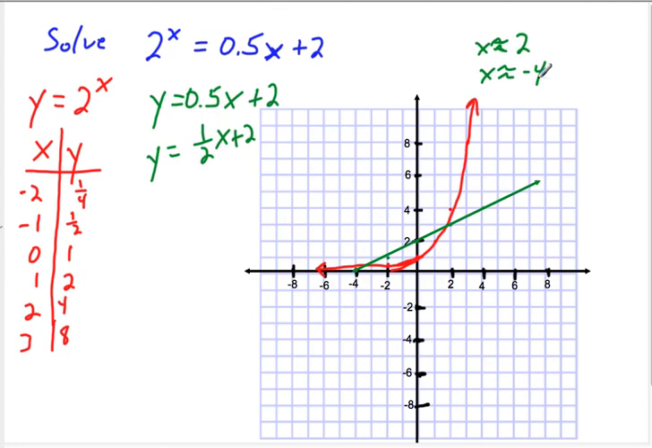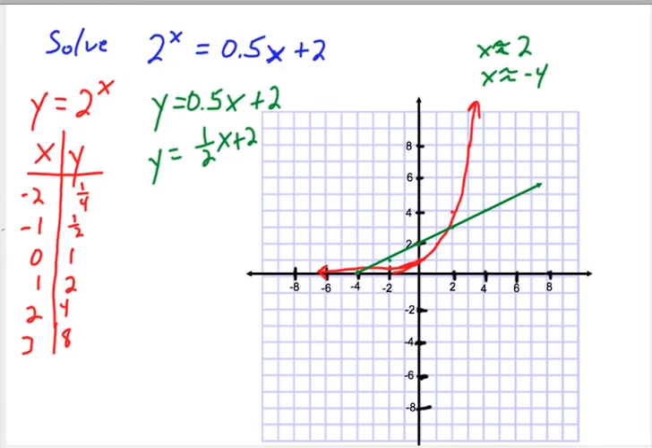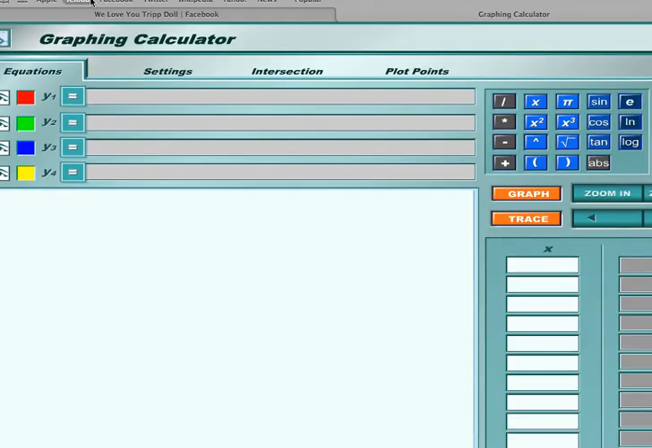But what we can do is use a graphing calculator. So let me see if I have that set up here. I do. So here's a graphing calculator. And what we can do is enter those equations that we entered. Y equals 2, and we need this little caret symbol here, and then x means 2 to the power x. And then our other equation was y equals 0.5x plus 2.